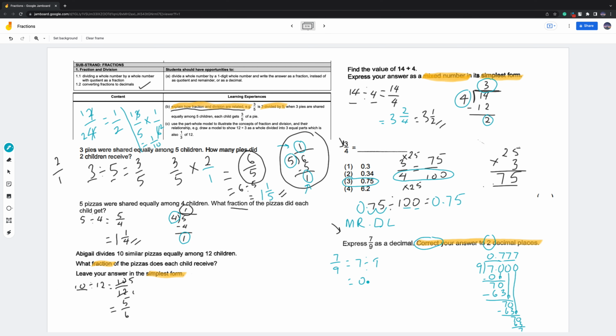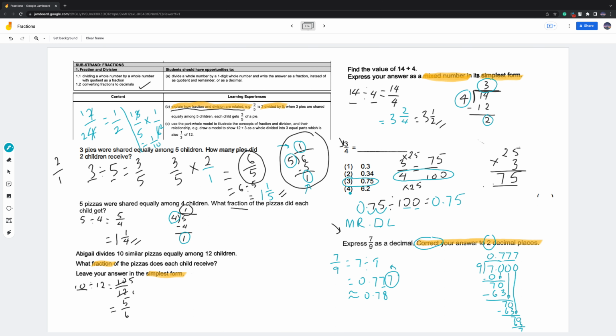Now you have 0.777. This is where you're going to correct to 2 decimal places. This is what you want, 2 decimal places. And you look at the number beside that decimal place. So what is this number? 7. 7 means you're going to round up. Round up means the next number here, you will add 1 to it. So it becomes 0.78.